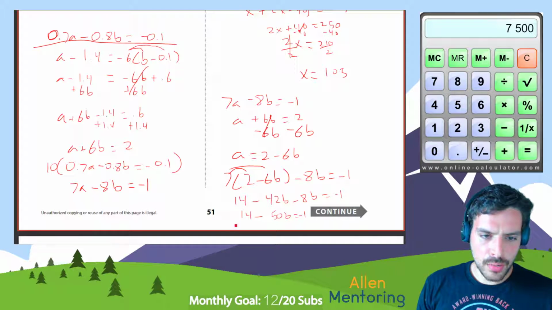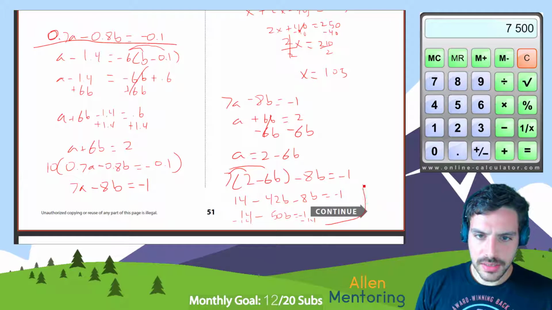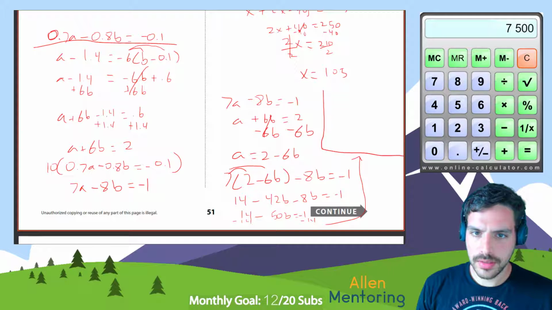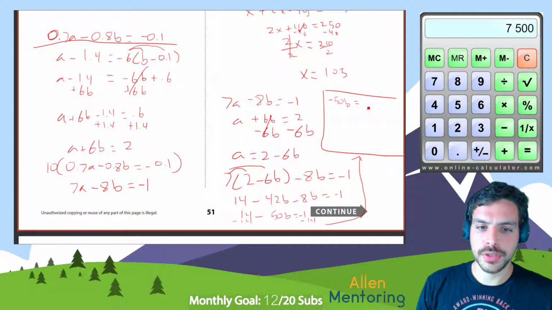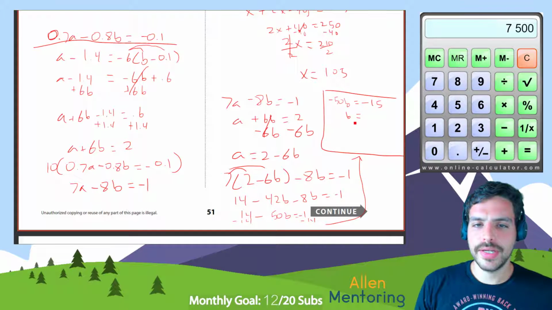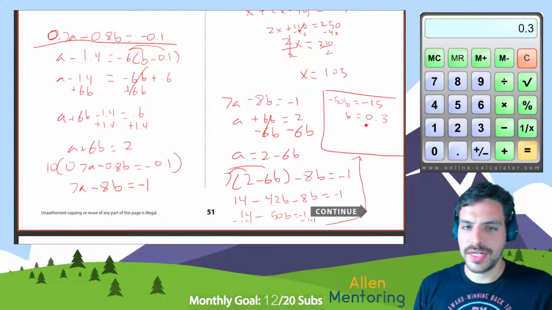Okay, and now we'll subtract 14 on both sides. And so we see that, let me rewrite this up here. Let me create like a little pocket for it. So -50b is equal to -15. b is equal to -15 divided by -50. So what is 15 divided by 50? b is equal to 0.3. All right, and again, this is positive, right? It's positive. So 0.3 is b.